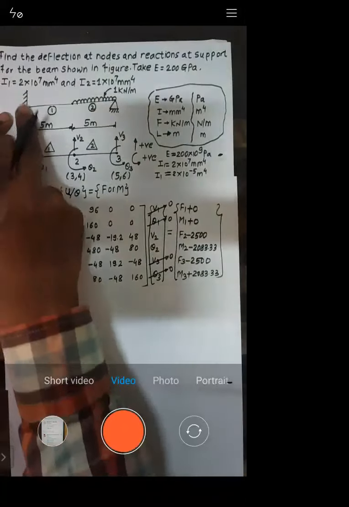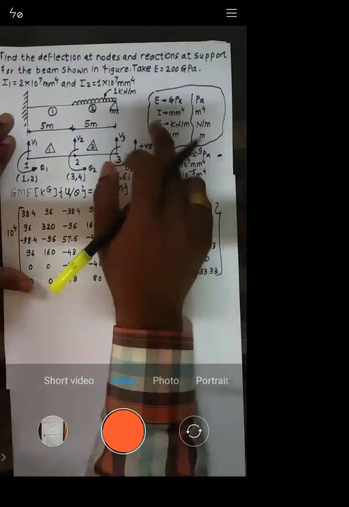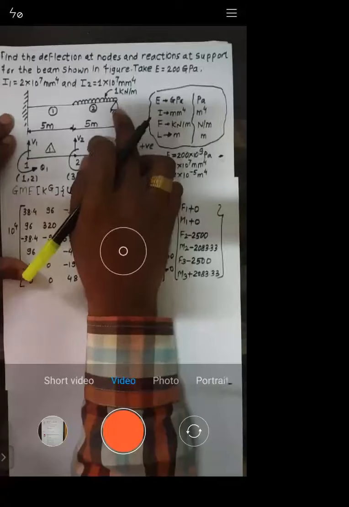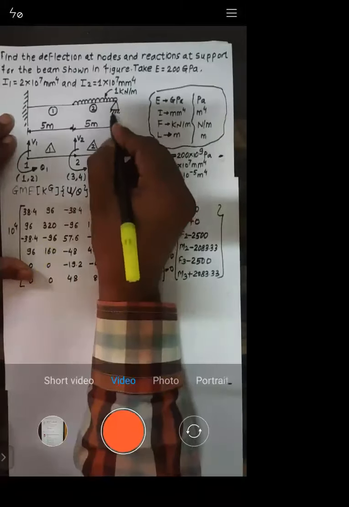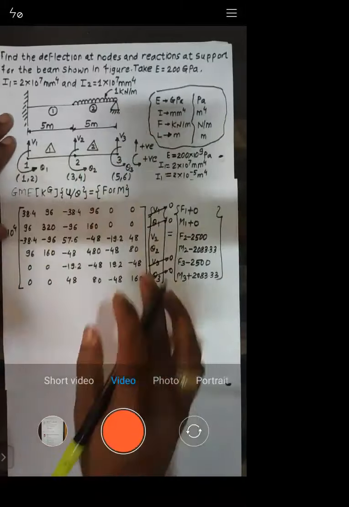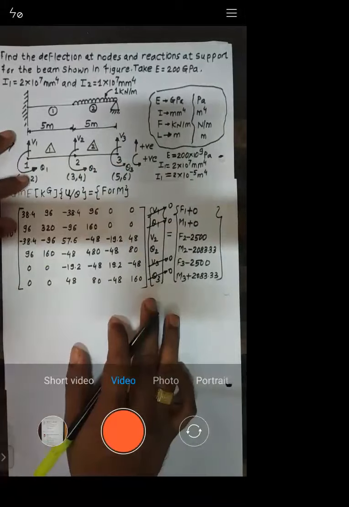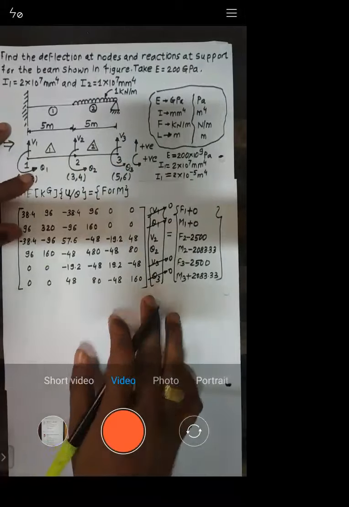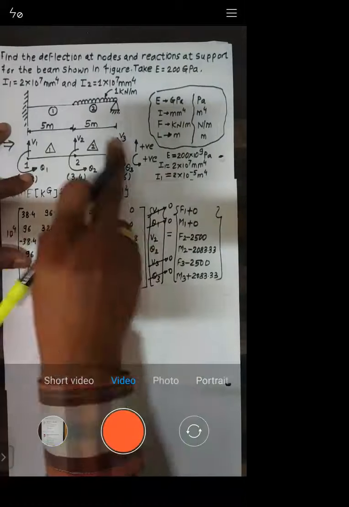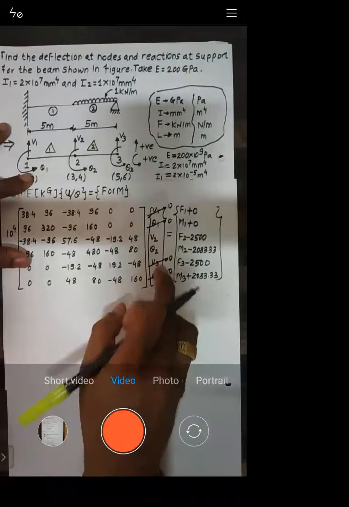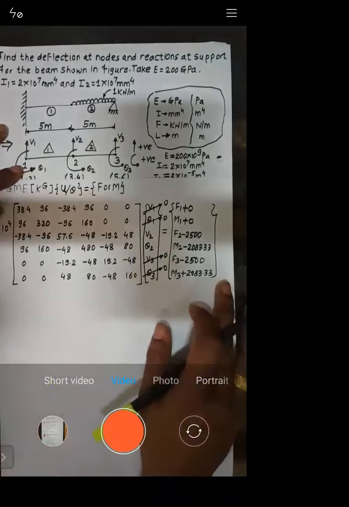See, at node number 1, it is fixed. It is indicated like this. But at node number 3, you might feel this is a roller. This is not a roller. For a roller, you have some wheels there. It is not there, right? It's a fixed support only. So at node number 3, again, it is fixed. So V3 and theta 3 are 0. Is it okay? Yes or no?